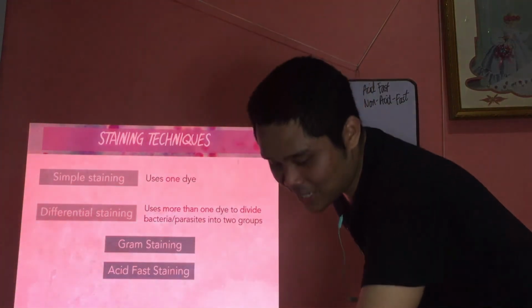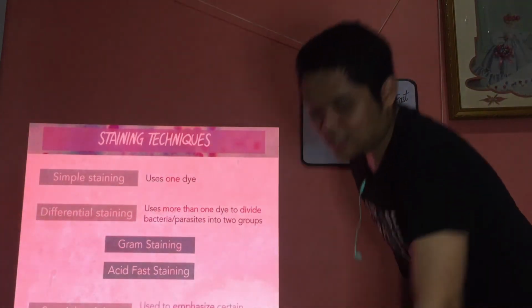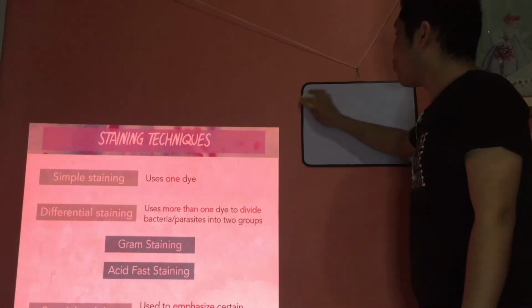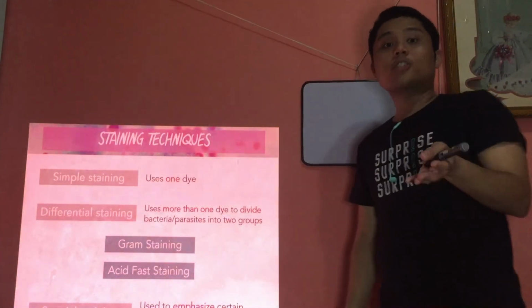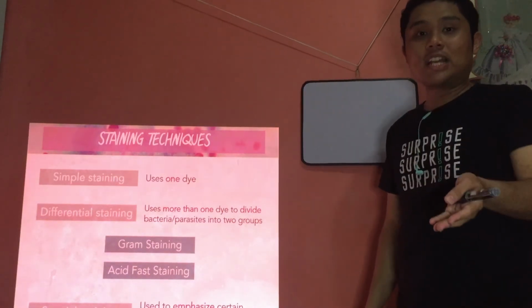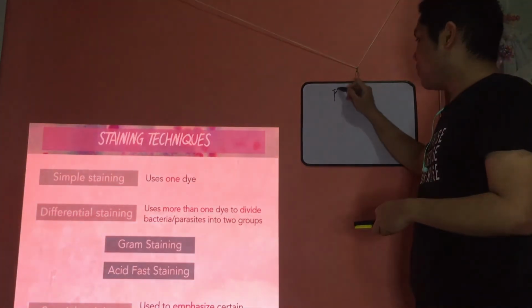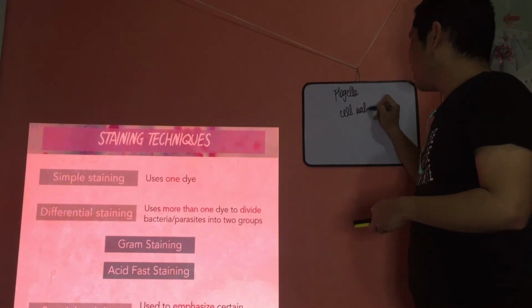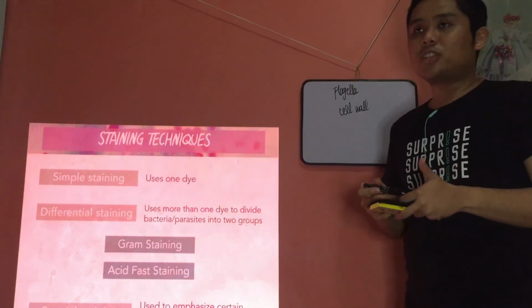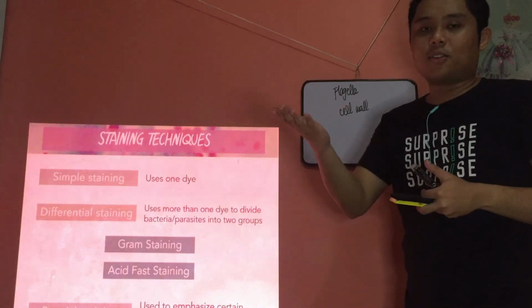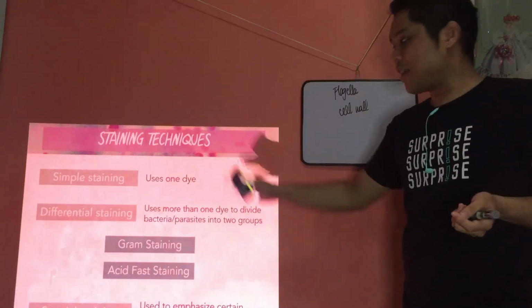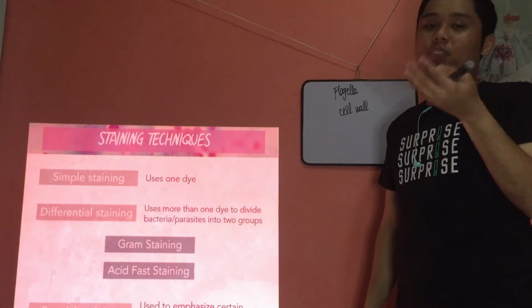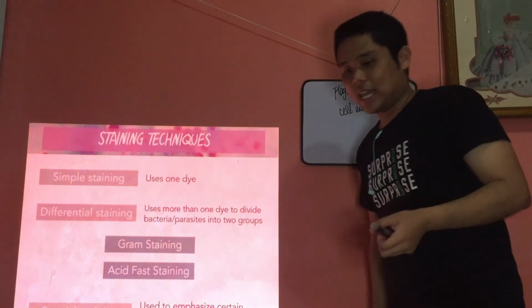And lastly, we have special staining. By the name itself, you only want to stain a specific structure. For example, you want to stain the flagella of your bacteria, or only the cell wall. You're not staining the whole organism, just one part of it, a structure. In the rest of the staining techniques, you stain everything in the organism. That's special staining.